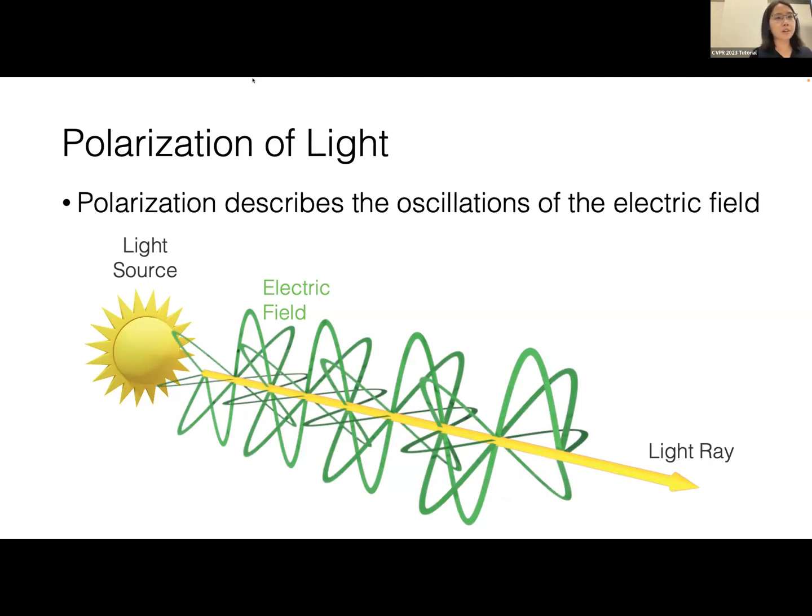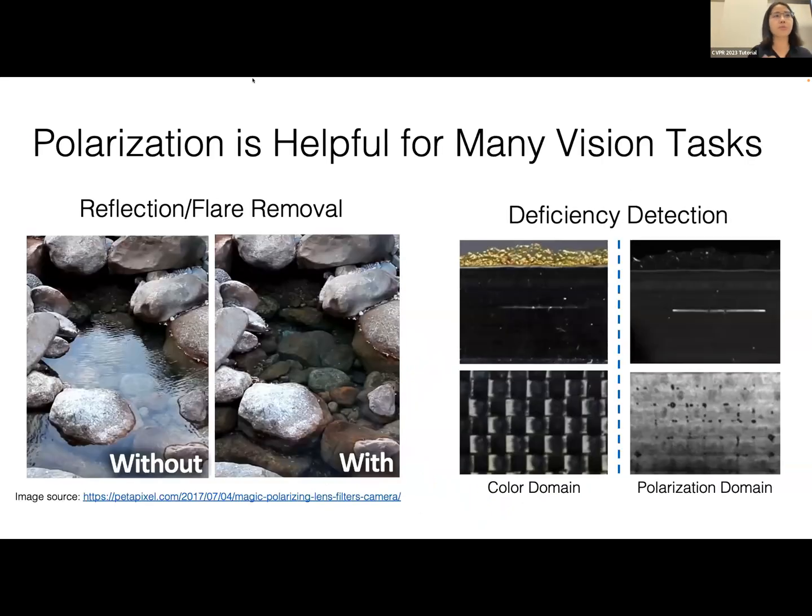So why do we care about it in computer vision? Because polarization is very helpful for many computer vision tasks. For example, it helps to remove unwanted visual effects like reflection or flare, or it helps to make some visual features more salient than in color images, and it is very commonly used in defect detection in industry.